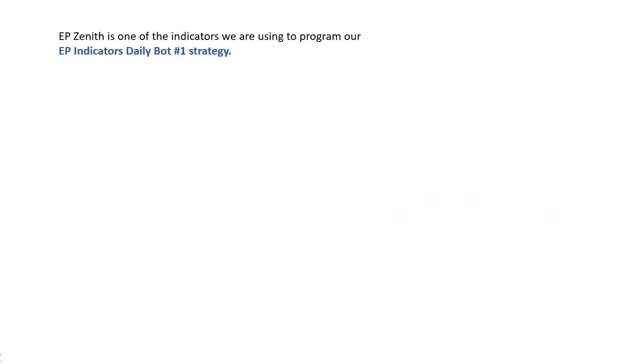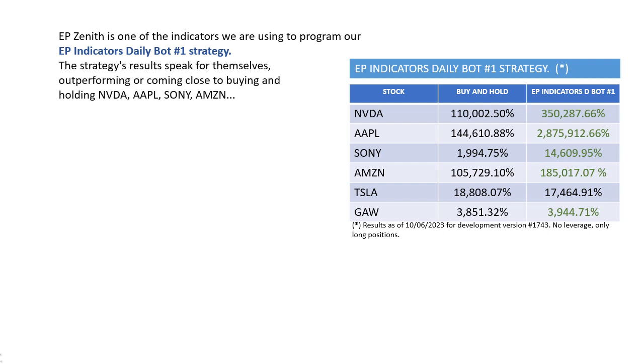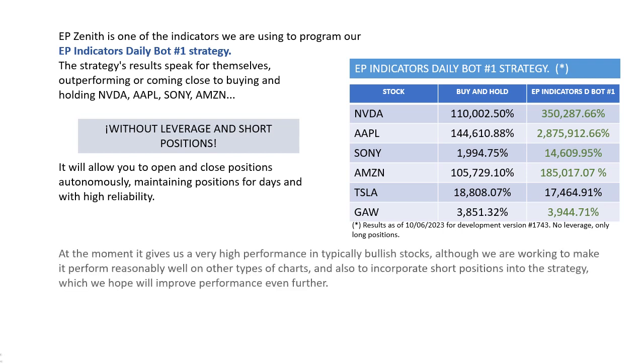EP Zenith is one of the indicators we are using to program our EP Indicators Daily Bot number 1 strategy. The strategy's results speak for themselves, outperforming or coming close to buying and holding many top assets, all without using leverage or short positions. It will allow you to open and close positions autonomously, maintaining positions for days and with high reliability. At the moment it gives us a very high performance in typically bullish stocks, although we are working to make it perform reasonably well on other types of charts, and also to incorporate short positions into the strategy, which we hope will improve performance even further.